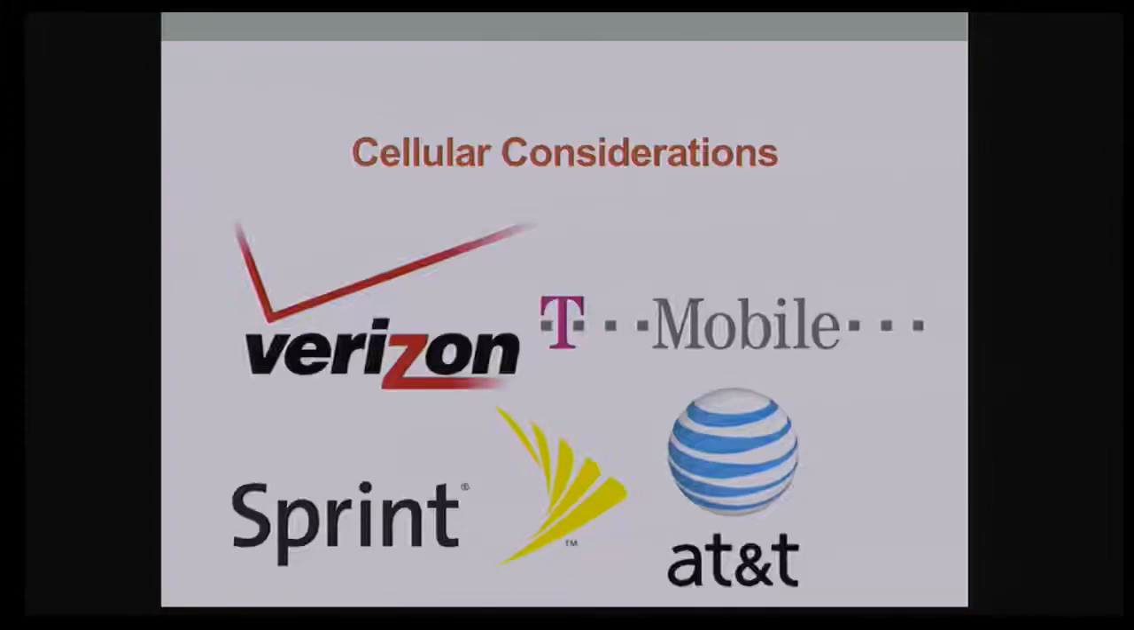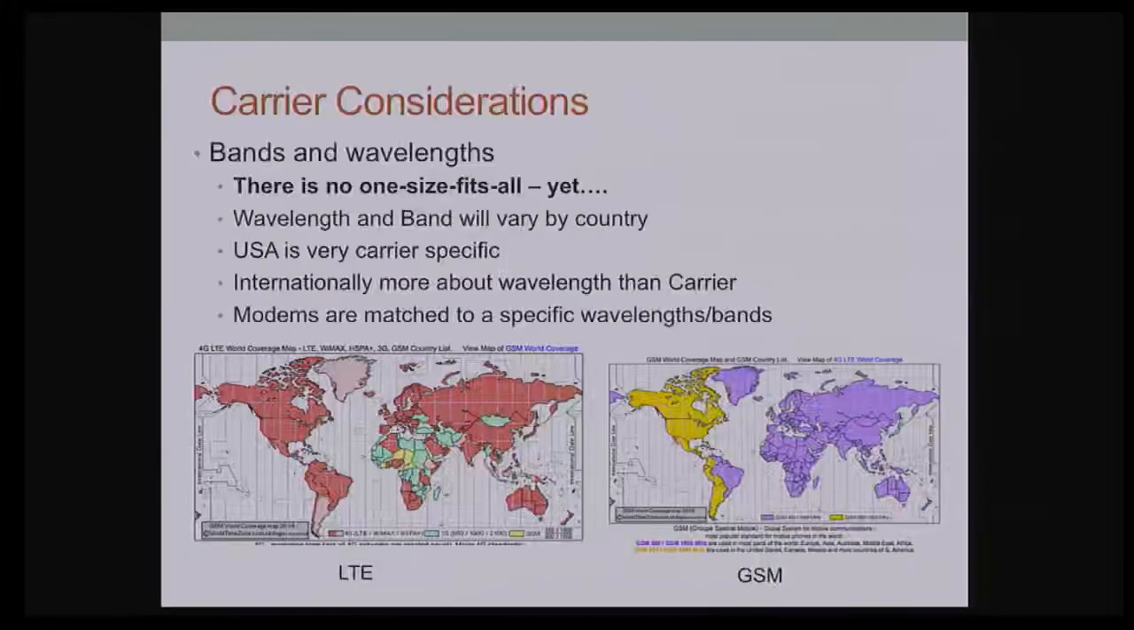Now we can talk a little bit about some of the cellular considerations. One of the things that's necessary is to understand what your options are, the costing, the types of plans you can get from your carriers, as well as the wavelengths, because it comes down to the bandwidths and the wavelengths. There is no one size fits all. And in America, it's very, very carrier specific. Internationally, it's a little different. It's more about the wavelengths than the carriers.